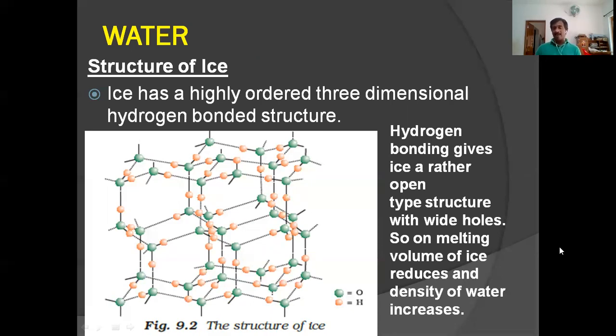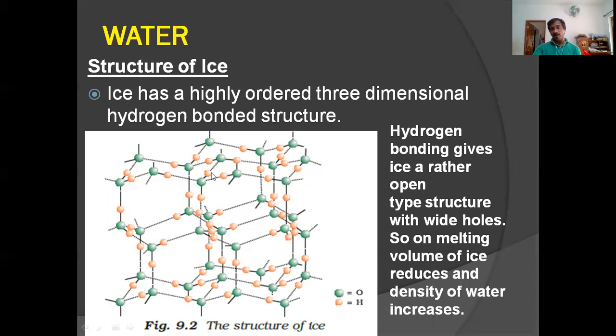Now, the structure of ice. In ice, one water molecule is tetrahedrally surrounded by 4 other water molecules, and the bonds are hydrogen bonds. The shape is tetrahedral. So it has a highly ordered 3-dimensional hydrogen bond structure. Here you can see a lot of cavities, or open space. Hydrogen bonding gives ice a rather open type structure with wide holes.